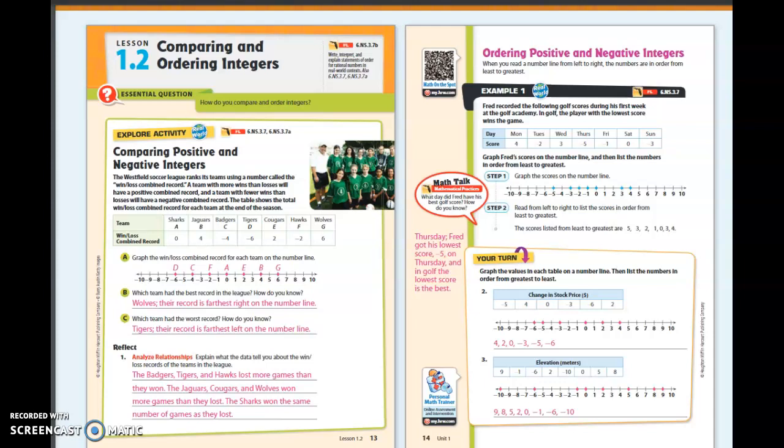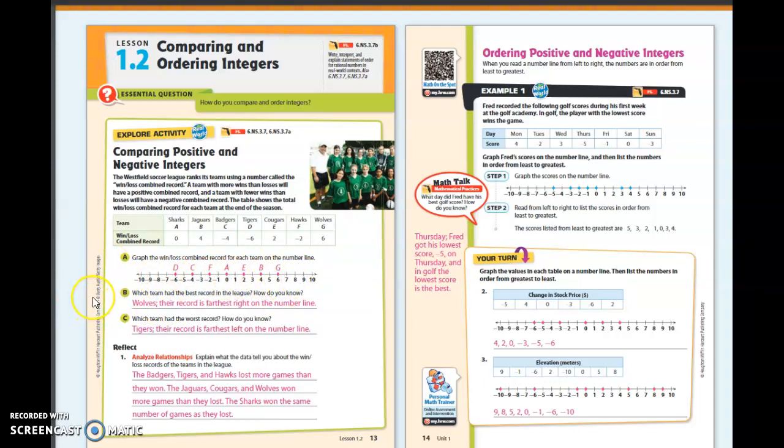So for our first example here, the real world example shows the Westfield Soccer League that ranks its teams using a number called the win-loss combined record. A team with more wins than losses will have a positive combined record. A team with fewer wins than losses will have a negative combined record. The table shows the total of the win-loss combined record for each team at the end of the season. They're graphing the win-loss combined record for each team on the number line here.